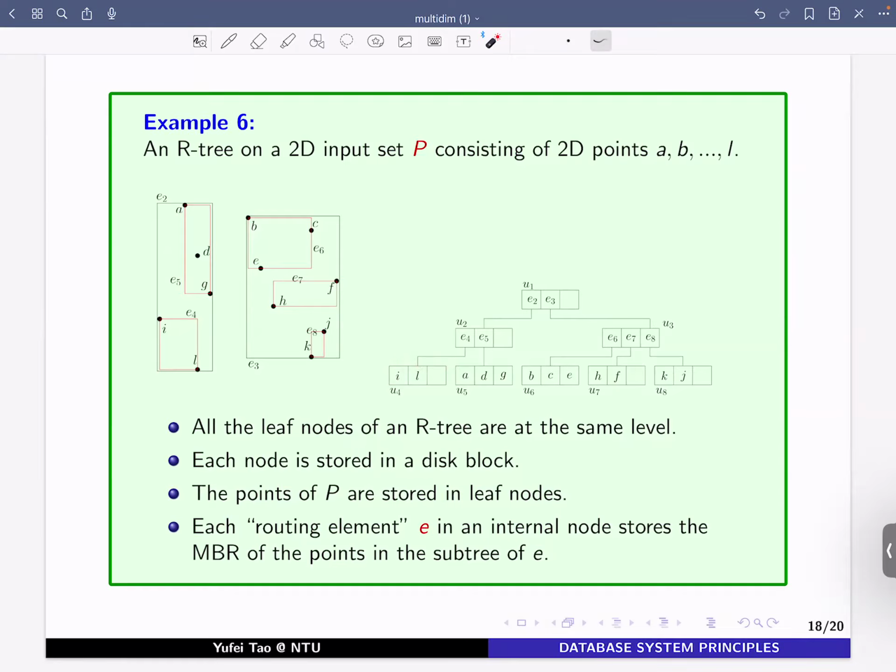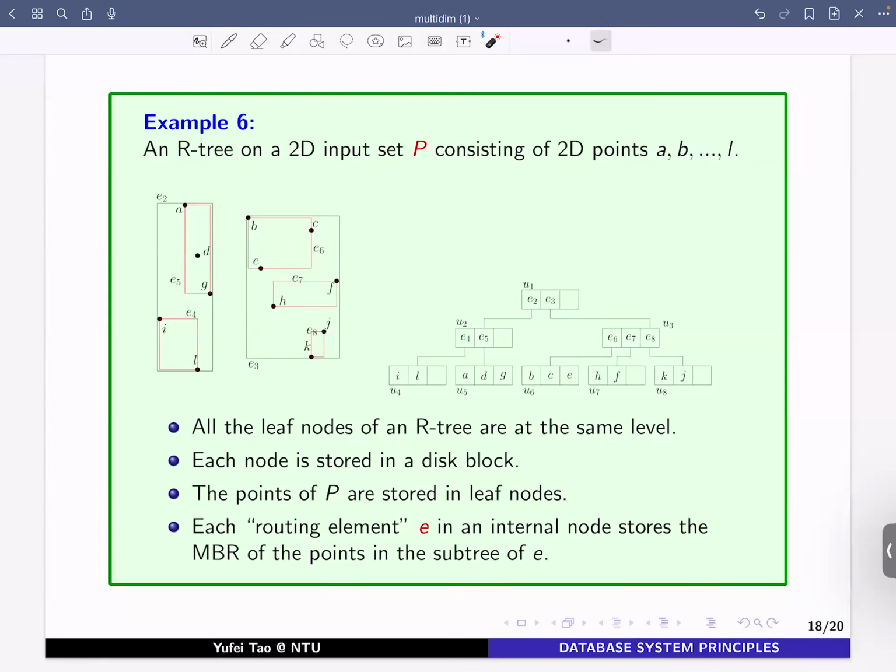But anyway, if you put 2 points that are reasonably close, usually that will be a good idea. And it will be a bad idea, for example, for you to put I and C together because they are really far away. Anyway, so this is the principle being followed when you group the points into leaf nodes, right? So I and L make one leaf node, and ADG also make another leaf node. As you can see, BCE is here, HF is here, etc., etc. Okay.